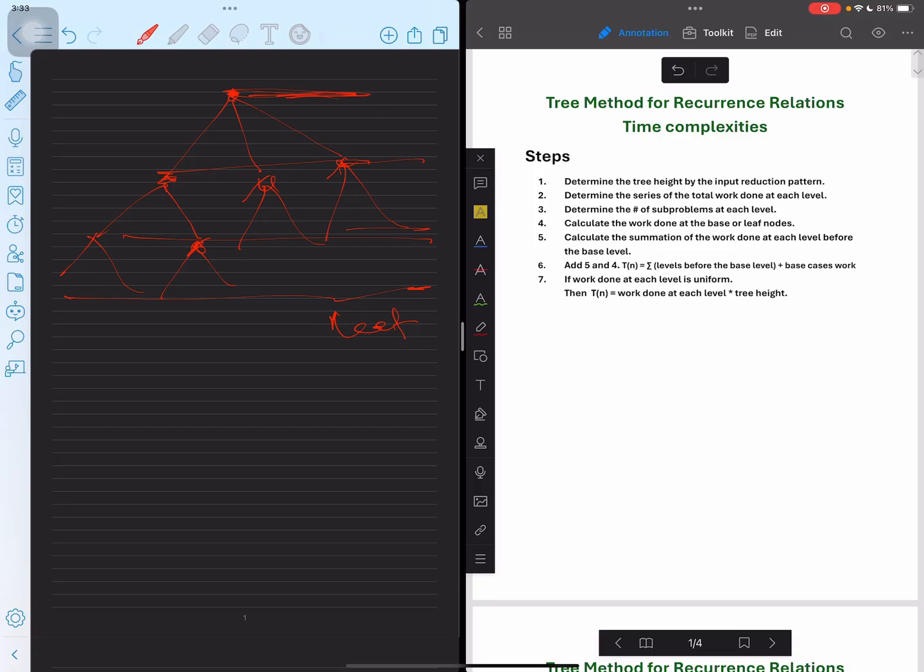Then you want to calculate the work done at the base, because what we want to do is add the work done at the base plus the work done before the base to determine the time complexity. All right, so those are the two things we want to add together.